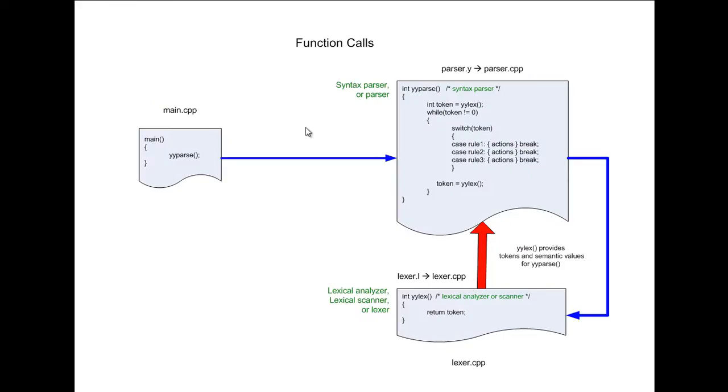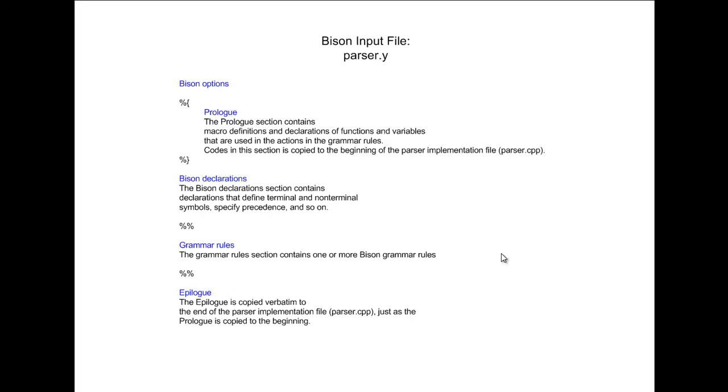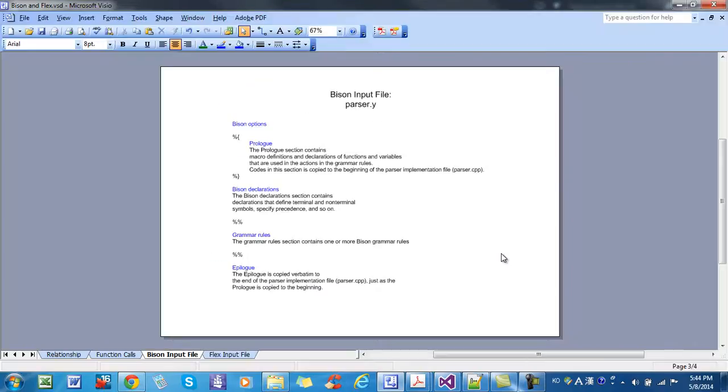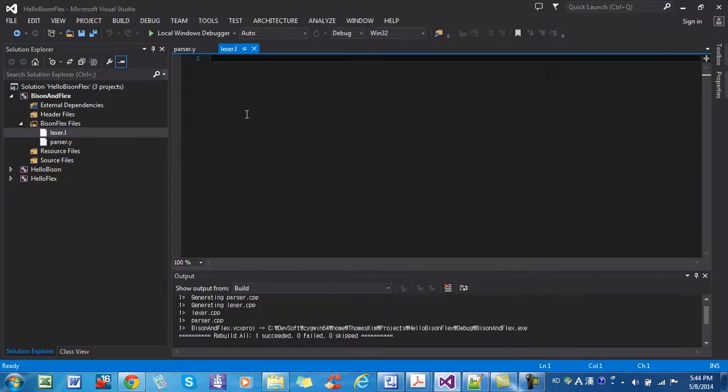In the generated parser.cpp, the yyparse function will be implemented, and in lexer.cpp, the yylex function will be generated. This function is called the lexical analyzer or lexical scanner, or sometimes simply the Lexer. Then I will tell you details about how to fill in the code here.